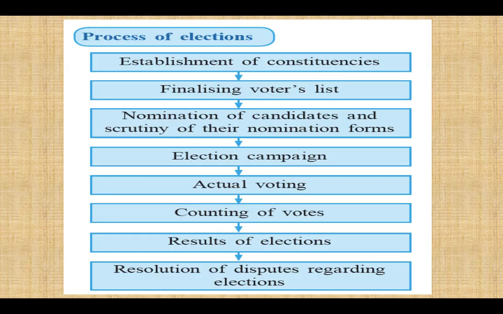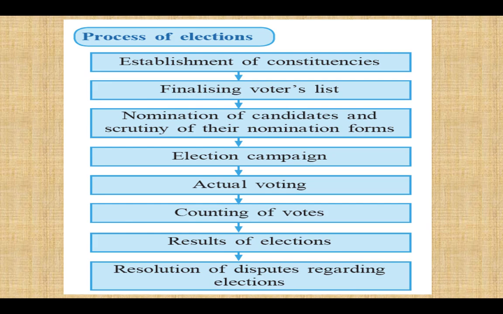Okay, we now come to the process of elections. How does the election process go on smoothly? There have to be certain levels and stages, like steps, in order to move smoothly. The first one is the establishment of constituencies. India is a vast country, so to make sure that the election process goes on smoothly, the country is divided into certain parts. These parts are constituencies. Finalizing a voters list: I've already told you, if your name is not on the voters list, you cannot be given the right to vote. So you have to make sure that your name is mentioned on the voters list.